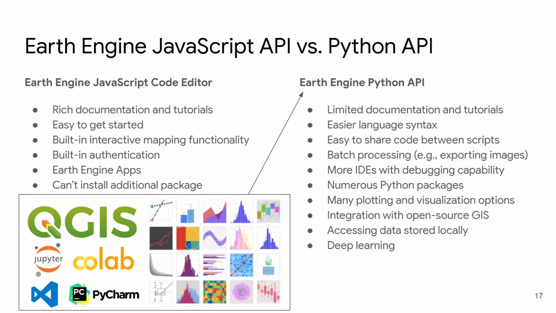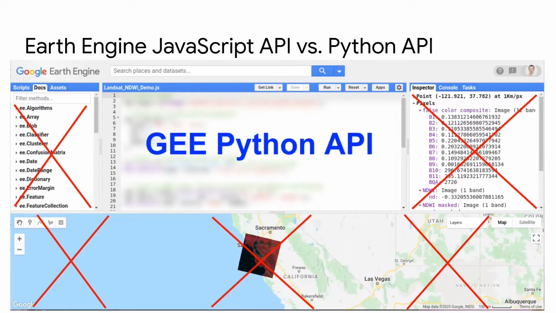But the advantage of Google's Python API is that it has a lot of packages that you can utilize, and you can also integrate with a lot of open source packages, for example QGIS, and you can also integrate with Jupyter Notebook or Visual Studio Code. This is a gap that I'm trying to address, because Python has a lot of potential, and it's much easier to use than JavaScript. This is the gap that I'm trying to fill.